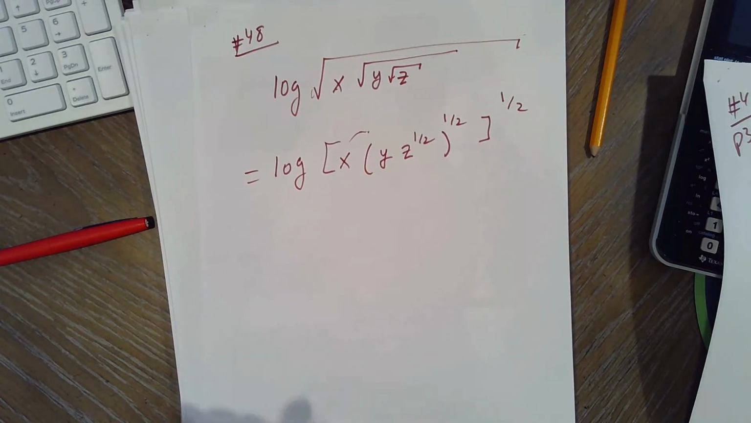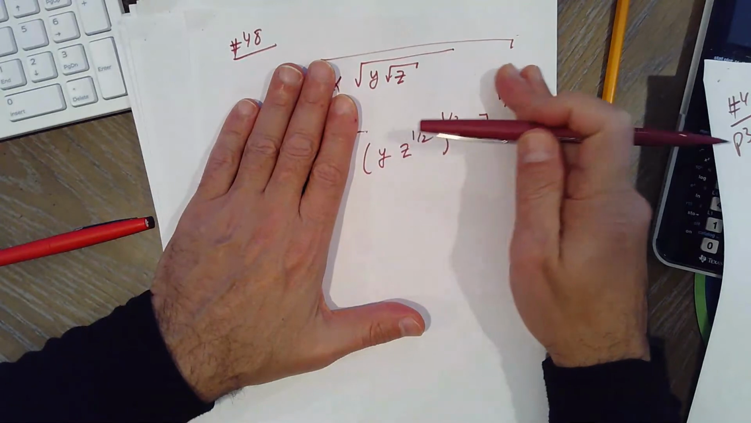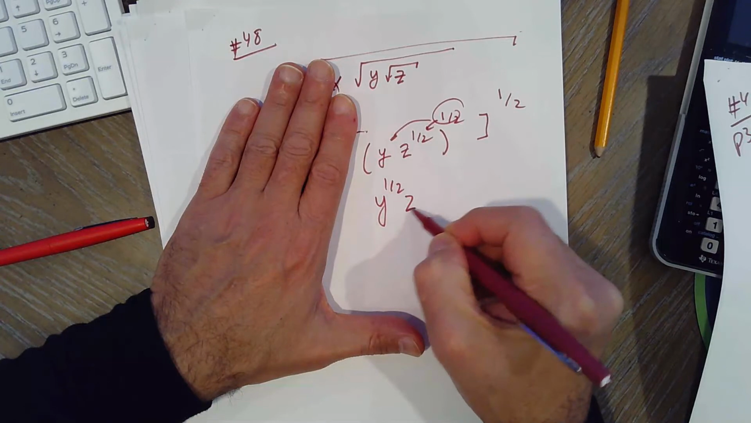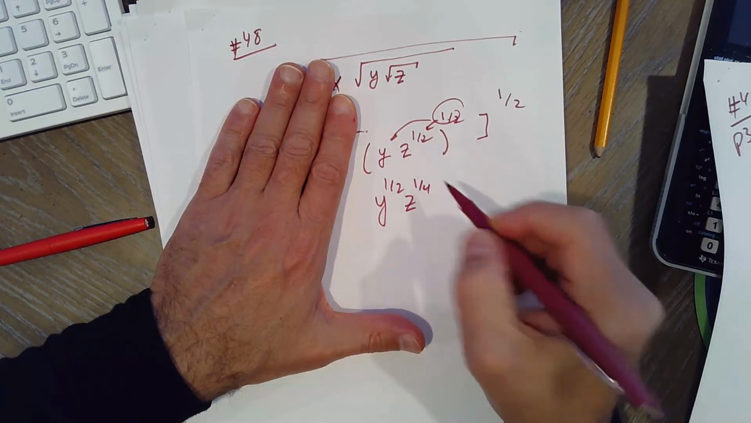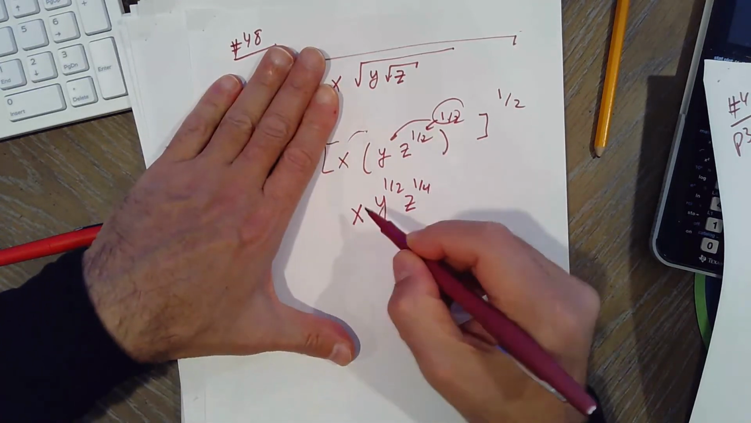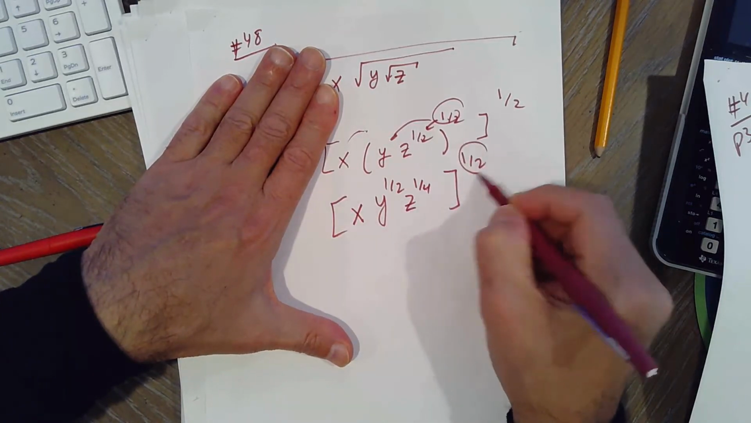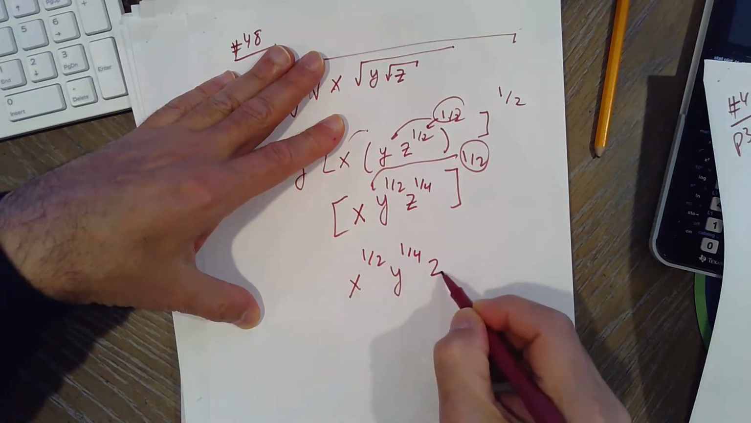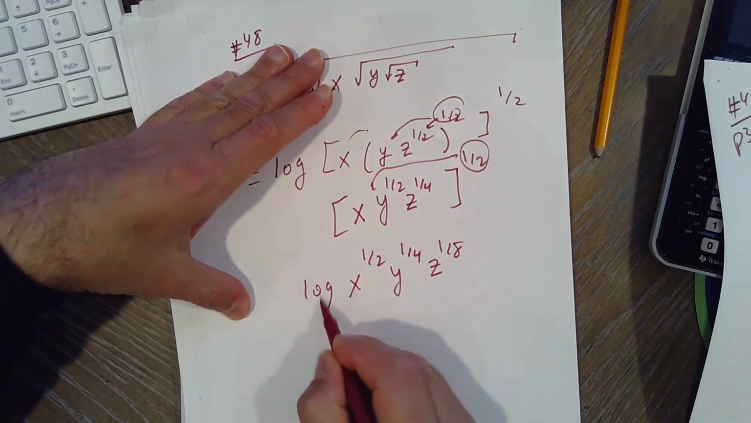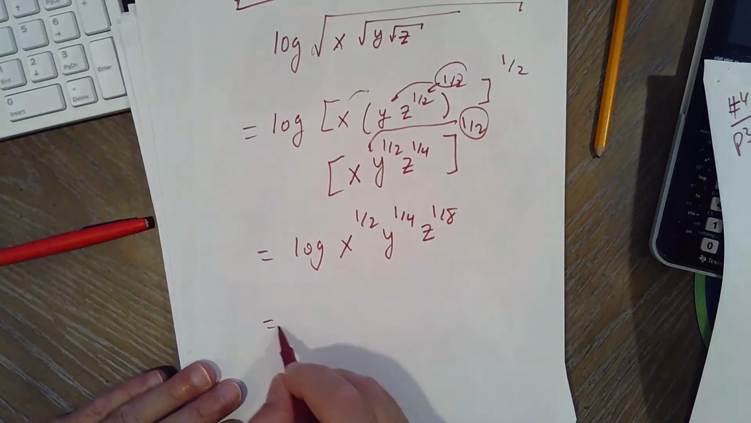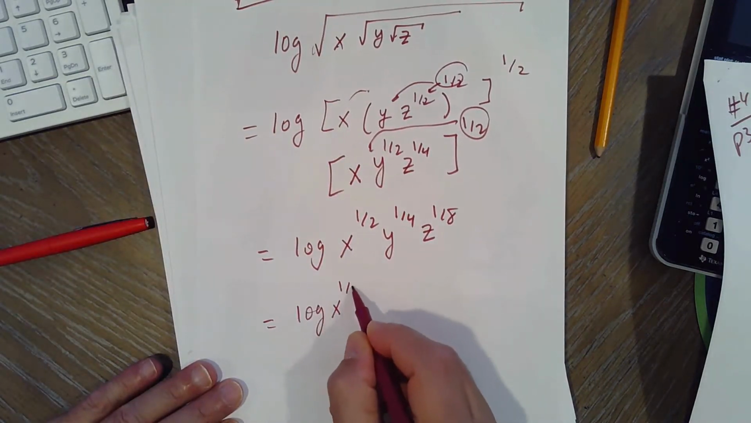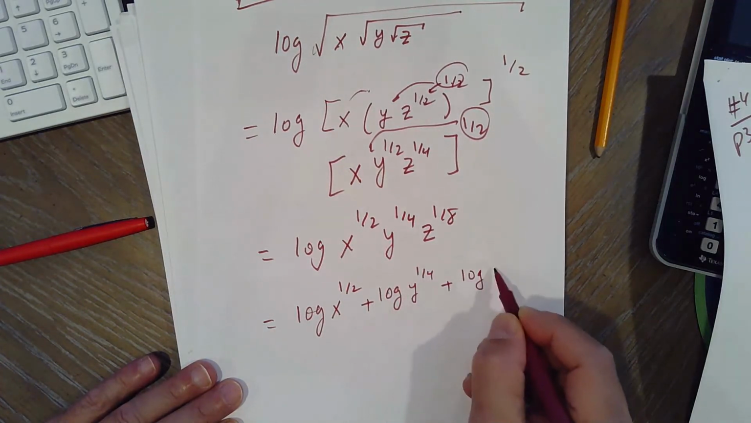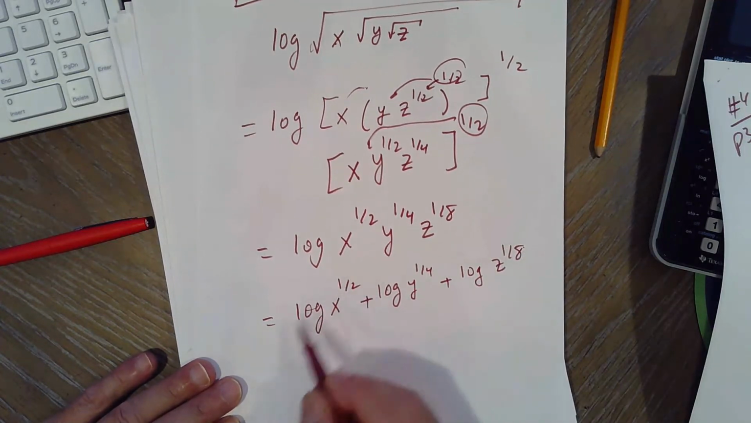So now if you start inside out, you're going to distribute that power. So it will be y to the 1/2, z to the 1/4, because 1/2 times 1/2 is 1/4. And then x, and then 1/2. Now distribute this power, so it would be x to the 1/2, y to the 1/4, z to the 1/8. And now we can do the product rule. Log x to the 1/2 plus log y to the 1/4 plus log z 1/8. And now each power comes up front.